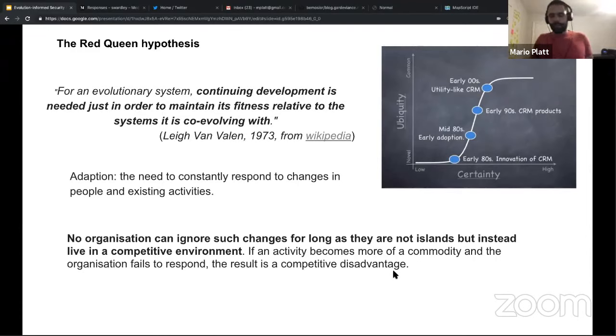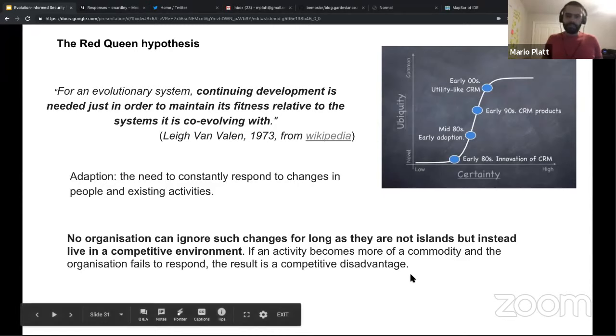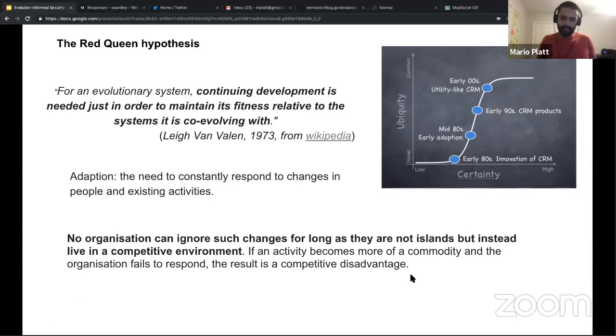So the Red Queen hypothesis. This is something from nature, right? That is also applicable to IT systems and to everything generally. So for any evolutionary system, continuing development is needed just in order to maintain its fitness relative to the system it is co-evolving with. Right? So what that means in simpler terms is that the changes are happening within your organization, but those changes aren't there to get you competitive advantage. They are there to keep you in business, right?